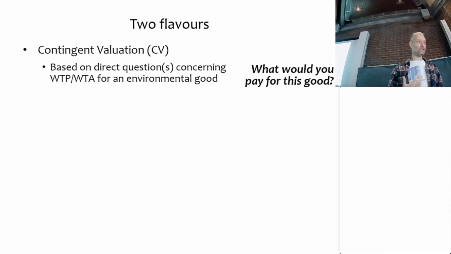These methods come in two flavors. The oldest one is contingent valuation, where essentially you ask the question, how much are you willing to pay for this box of cornflakes? Right? That is essentially the question. Although typically it is about a product that is less familiar to you than a box of cornflakes.